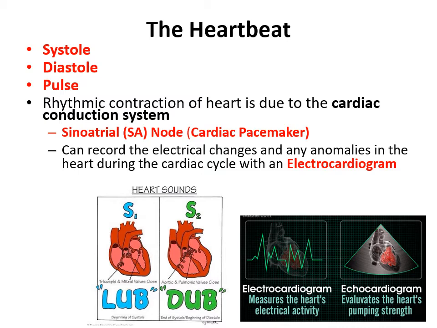And you can actually record the electrical changes and any anomalies or any problems in the heartbeat during that cardiac cycle using an EKG or an ECG, which stands for electrocardiogram. Now, with the cardiac cycle, you constantly have that systole followed by diastole, and doctors will basically listen for the lub-dub sounds, with lub being the closing of the valves that lead to the ventricles, and dub being the closing of the valves that lead to the arteries.